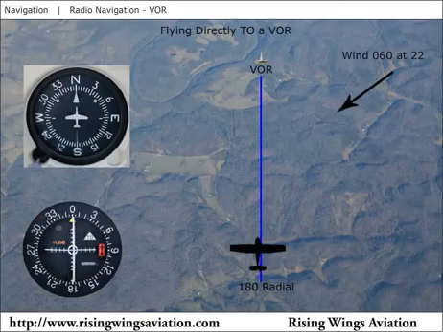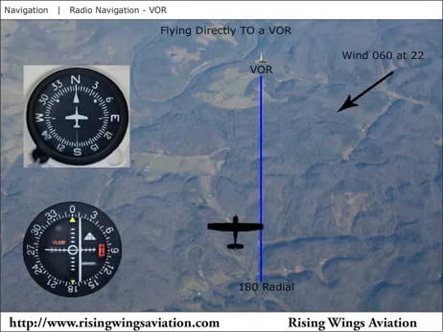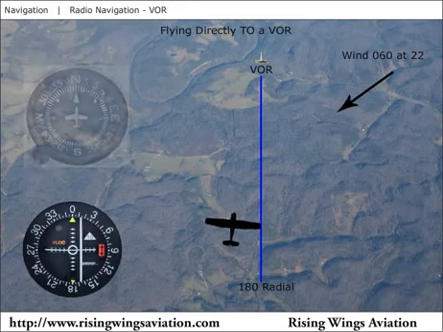Let's say the CDI begins to move to the right. In this case, the instrument is telling us that we are drifting to the left with the wind whenever we maintain a 360 heading. At this point, we must choose a new heading to counteract the airplane drifting to the left. We'll turn right and establish the airplane on a 015 heading.